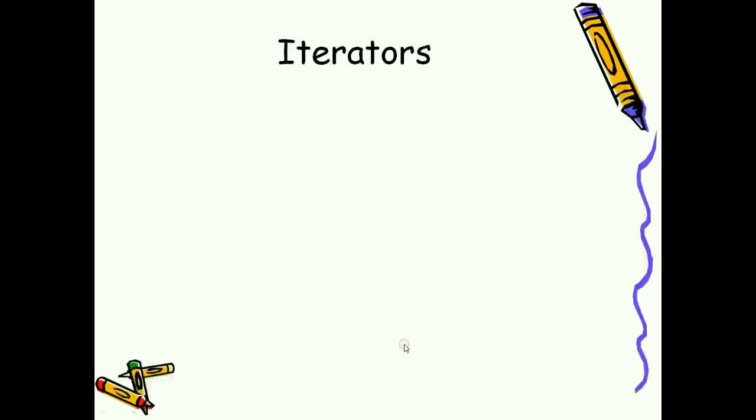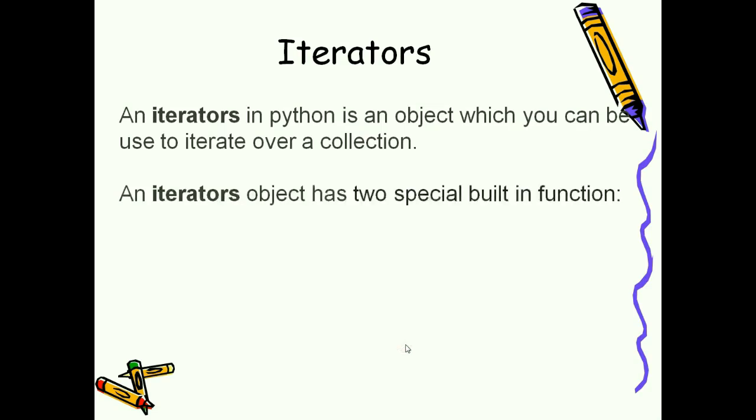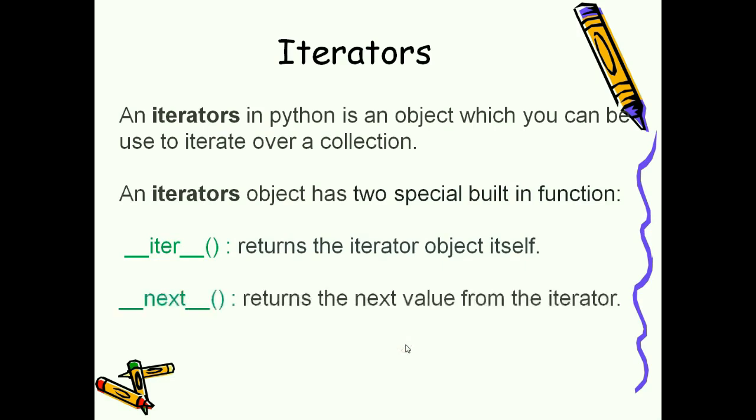So what are iterators? An iterator in Python is an object which can be used to iterate over a collection. An iterator object has two special built-in functions. The first one is the __iter__ function, which returns the iterator object itself. And the second one is the __next__ function, which returns the next value from the iterator.